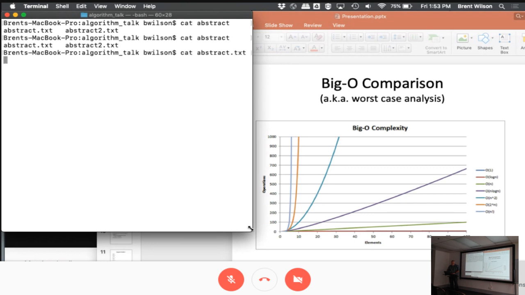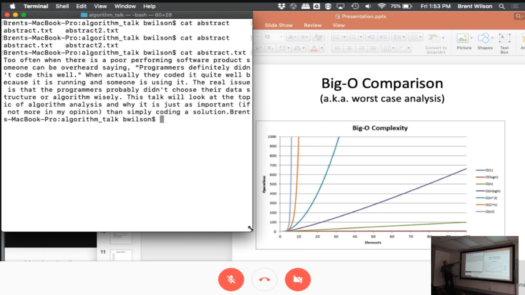Abstract.txt. So I also grabbed the abstract for this talk off of our Meetup. What do you guys use? Meetup.com. So I just grabbed that abstract and threw it into a file. That has more than 12 letters. We're not going to do number 4.